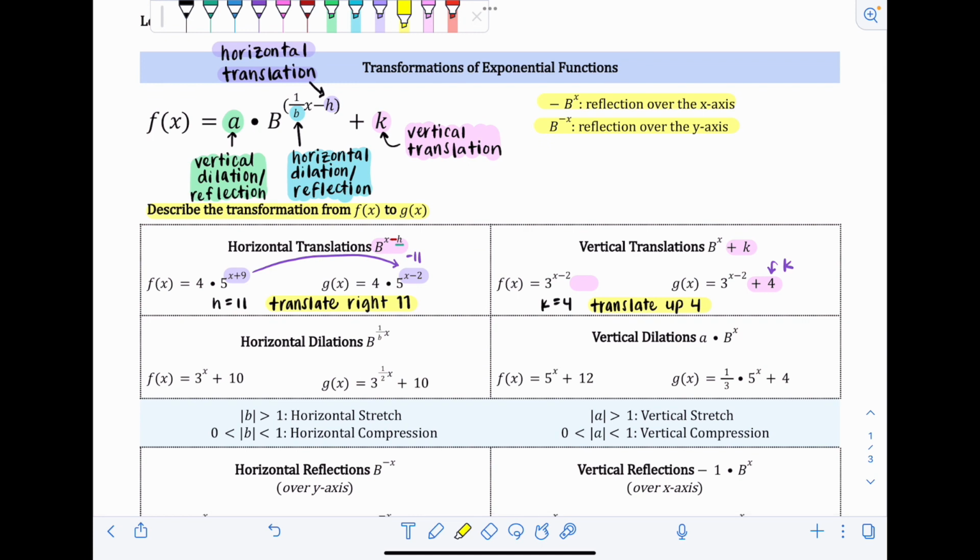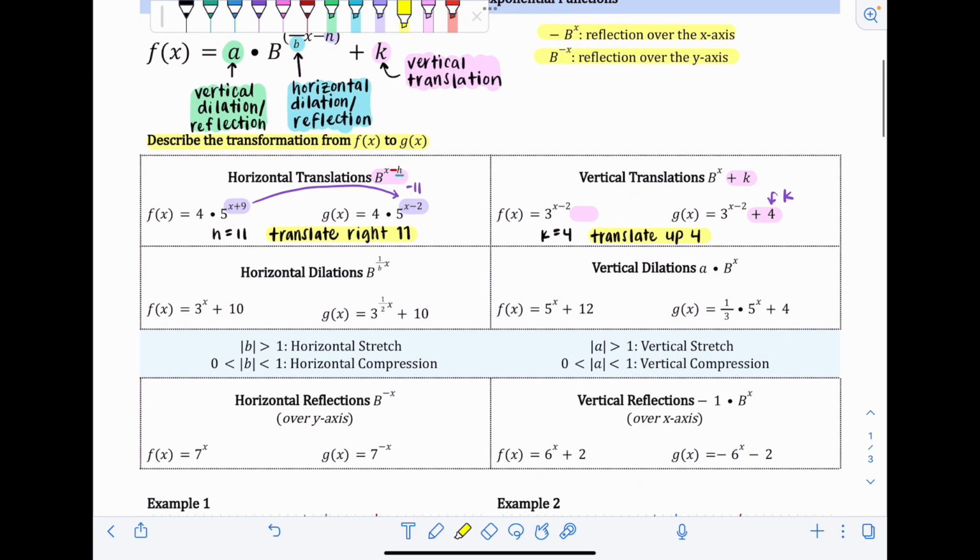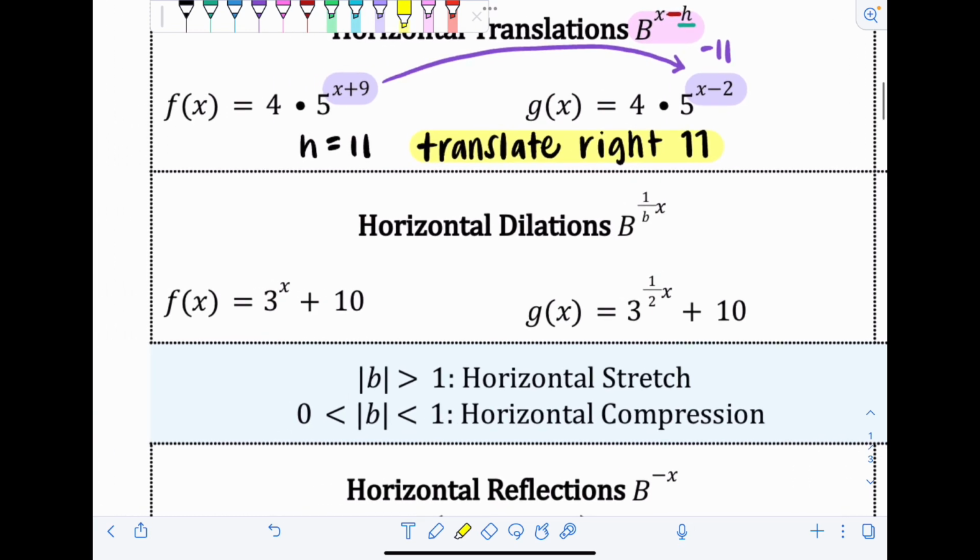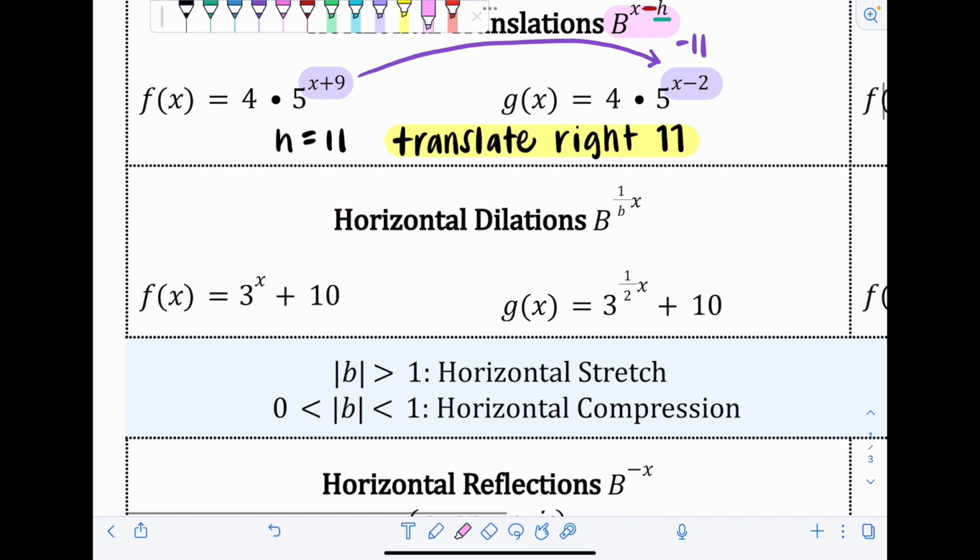And then moving down to horizontal dilation. There's a trend: the horizontal transformations are always a little more difficult than the vertical ones. So with horizontal dilations, you can see the formula is, sorry about the double b's, b raised to the 1 over b x. That 1 over b indicates that whatever the dilation factor is, you have to put the reciprocal of it in the function, or whatever you see in the function, the reciprocal is your factor.